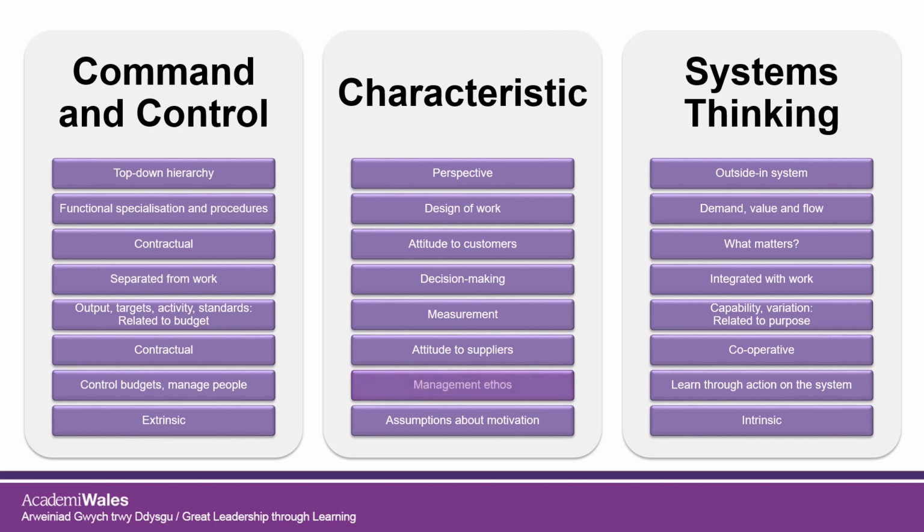Management ethos. Well, command and control, again, control budgets, manage people. Where systems thinking, you learn through action on the system. So your managers are actually learning about the system as much as they can. So hopefully they can improve. And finally, assumptions about motivation. Extrinsic, which means a carrot and stick. We pay you this, you do that. Or is it intrinsic, which is something a bit more than yourself, being part of something that's bigger than yourself?